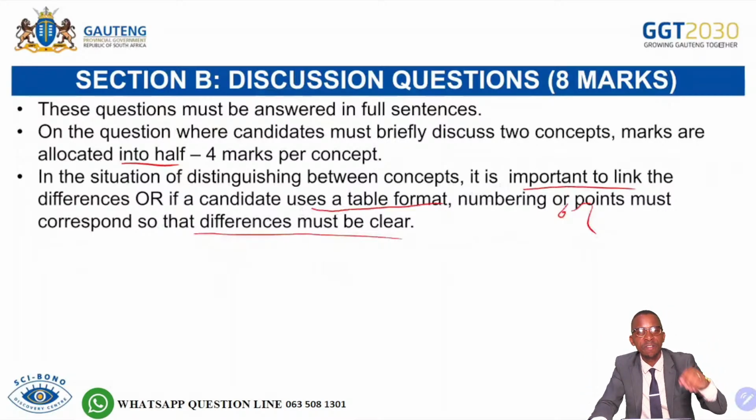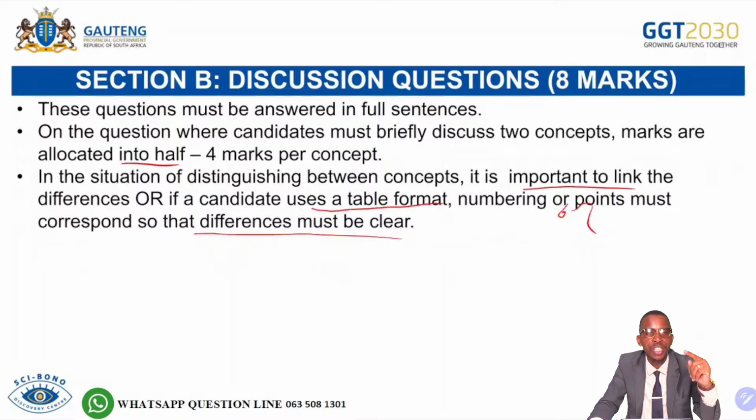Also, to give differences in this situation, if you answer in paragraph form, there must be some conjunctions in there, whereby you say, this one is shorter while this one is taller, or this one is shorter, whereas this one is taller. There must be that conjunction part that shows that we are comparing. Do not just say this one is shorter, this one is taller in the paragraph. It is not the difference.